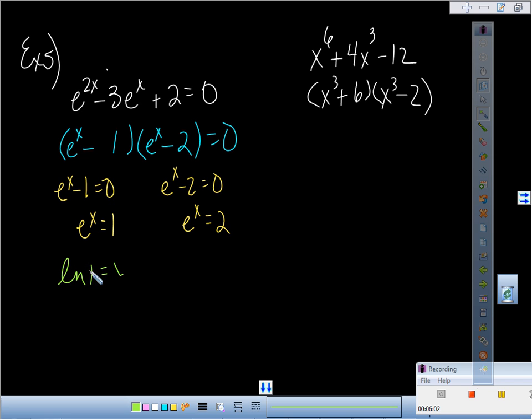ln of the answer is equal to the exponent. Base, answer, exponent. That's the way it always is, guys, okay? Over here, what's it going to be? ln of 2 is equal to x. How do you not use ln? Because e is my base.